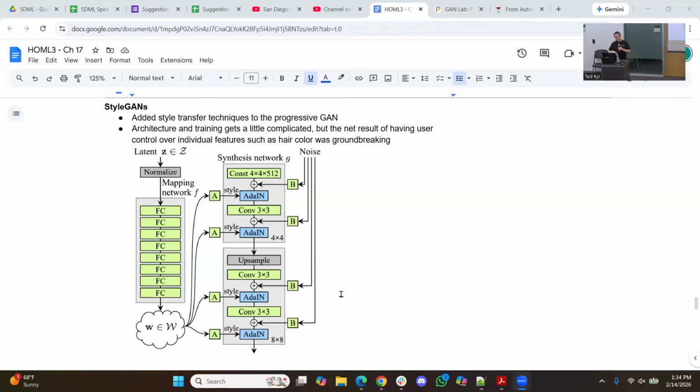But StyleGAN allowed you to do things like literally have a slider that says what color are the eyes, how big is the nose, is the person wearing glasses, yes or no? It's very cool for producing not just realistic images, but images where you could actually pick: do I want male, female? What color hair do I want? Do I want the person to have a beard or not? Yada, yada, yada.